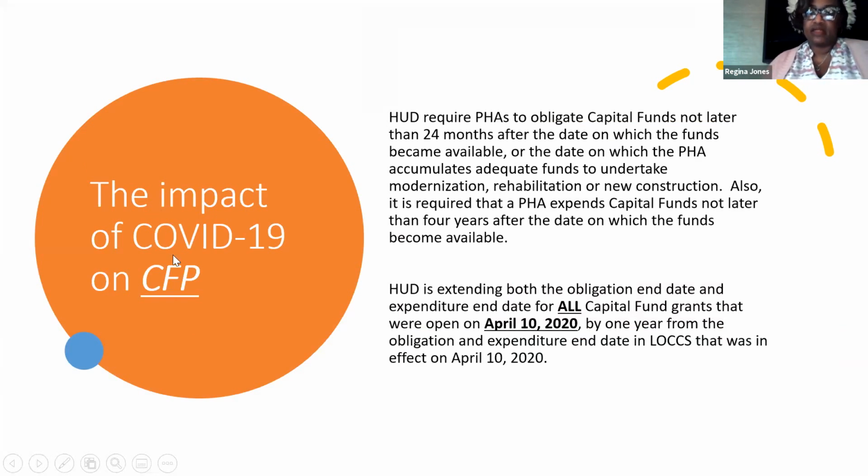Briefly, just the impact of COVID-19 on CFP. HUD has extended both the obligation end date and expenditure end date for all capital fund grants that were open on April 10th, 2020 by 1 year from the obligation and expenditure end date in LOCCS. And that was in effect on April 10th, 2020. I just wanted to make sure to mention that.